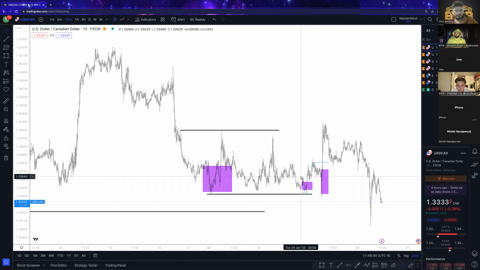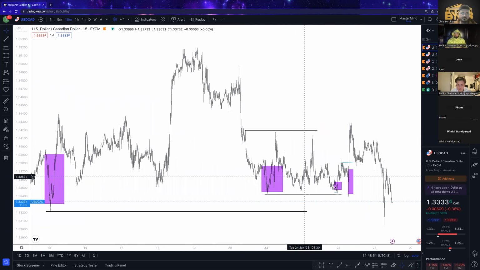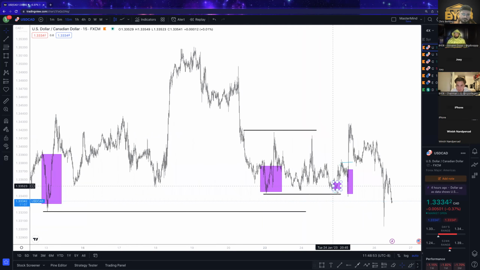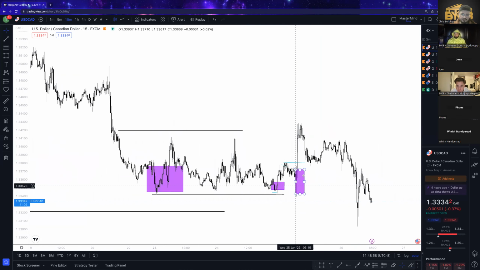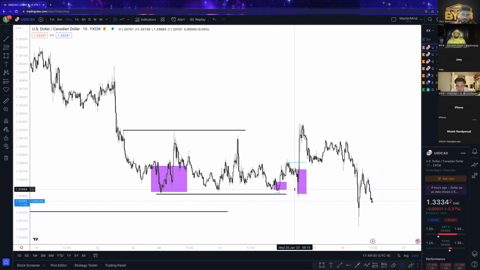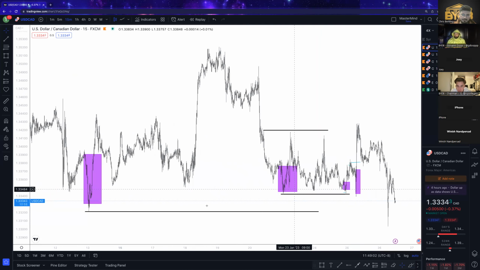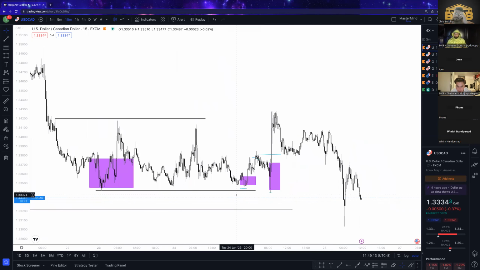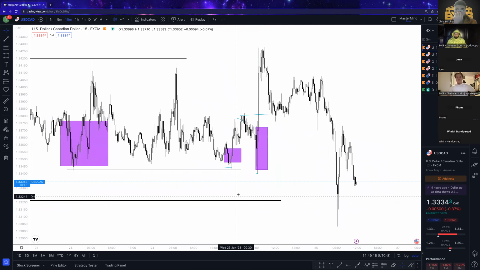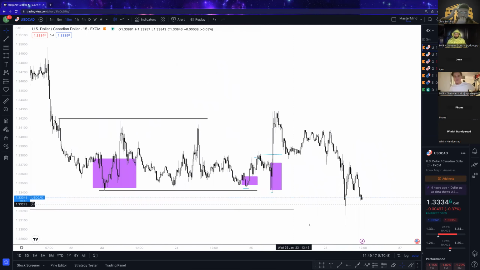So for me, this is one of those situations where I would be mindful that, even though you do see the accumulation and the break of structure, we're close to this low and this liquidity, just all-time highs and lows, right? Those are situations where I try to be cautious of entering trades, because it can just sweep straight through it, or it can respect it and take off.